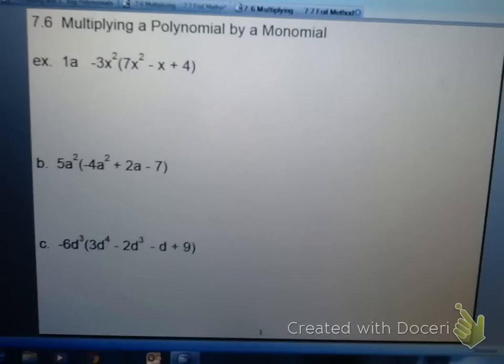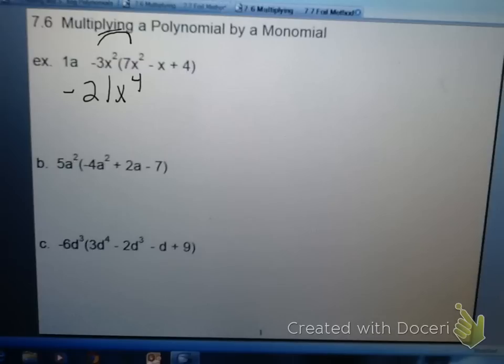Section 7.6, multiplying a polynomial by a monomial. Basically, when we have a monomial times a polynomial, we have to do the distributive property. We've got to multiply 3x squared times 7x squared. Remember, you multiply the numbers together and you multiply the variables together. When you multiply the variables, you add the exponents. So that's negative 21x to the fourth.